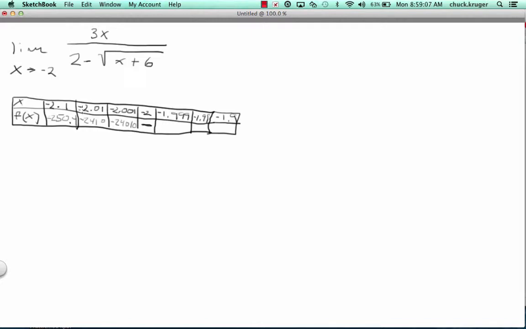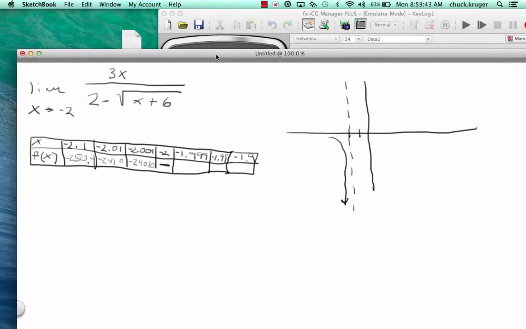So what's happening here, as I'm coming to negative 2 from the left, I'm dropping. If I'm looking at my graph, here's negative 2. I have an asymptote at negative 2 because I have division by 0. And as I'm approaching this, I'm headed down, and I'm headed down quickly. Alright, so now I'm going to put those values in and take a look at the next values.